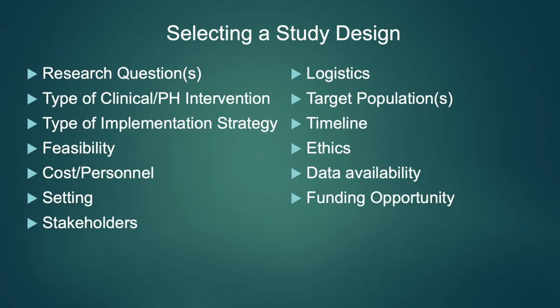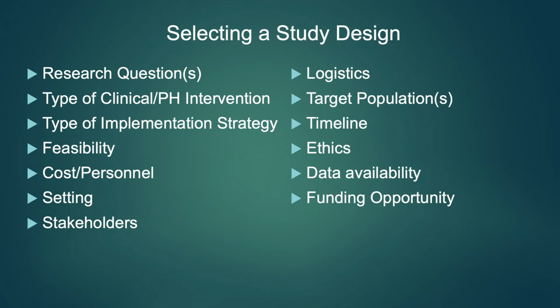So in selecting a study design, we have these overarching issues, but many of them are very pragmatic. We have our research question, the type of clinical intervention, and the type of implementation strategy, but we also think: how feasible is this study going to be? What's it going to cost? In this setting, who are the important stakeholders? What are the logistics of rolling out? Who are our target populations? What's our timeline? Is this an implementation that's going to take 3 weeks, 6 months, 2 years?